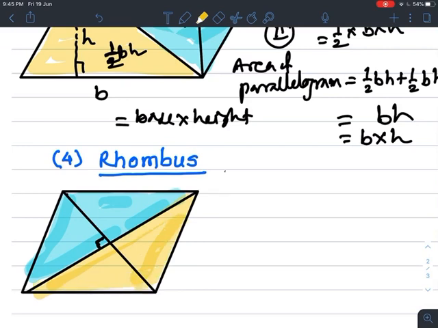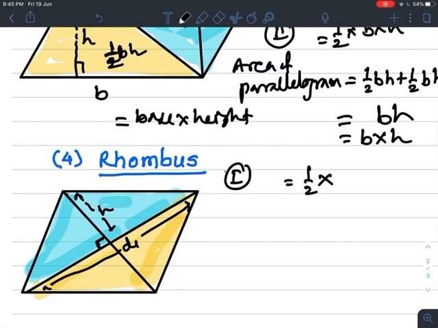Suppose this has diagonal 1. It is diagonal 1. So this is the height. So the base is here and this is the height. So the area of this blue triangle, the first part, is half into base, which is d1, that is diagonal 1, into h. Similarly, the area of this other yellow triangle is half base into this, which is again the height. If this is h, this is also h.